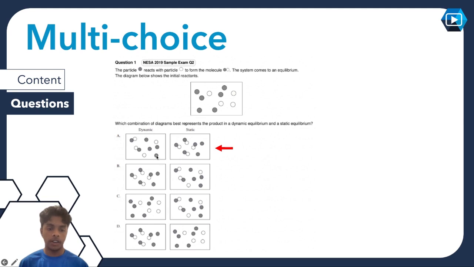You can see over here that there are unreacted molecules, which means these are the reactants, and there are also reacted molecules, as in the products. So that's pretty good for A. If we look at B, for example, within B, you can see that everything has already reacted.